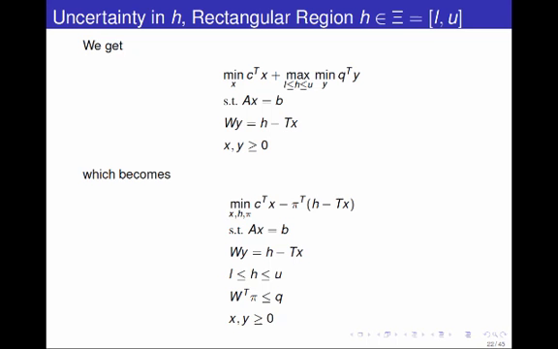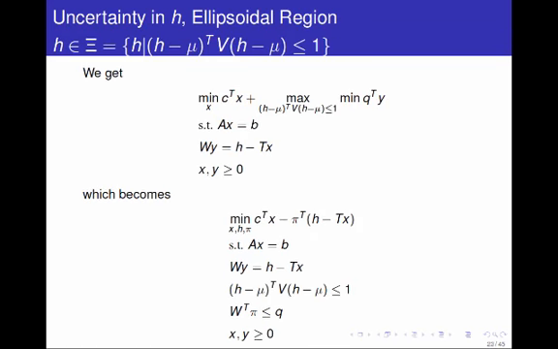Now, that's when your region is a rectangular box. You can also have an ellipsoid, so in 2 dimensions it would look something like this. Instead of having demand in area 1 and area 2 live in this box, you could now have it live in an ellipsoid. And the mathematical expression for that is over here, and you get the optimization problem over here. But the philosophy is the same. Nature sees what you're doing and then picks an element out of this set to hurt you as much as possible.